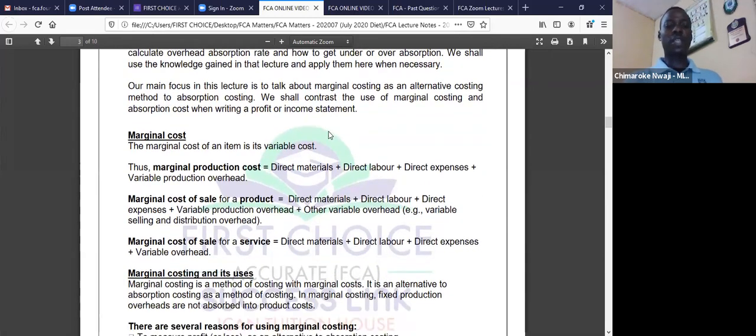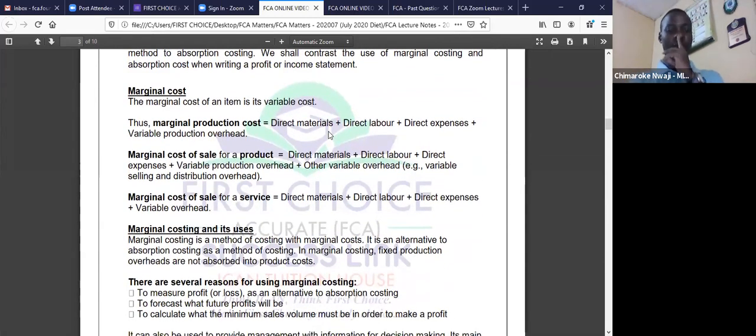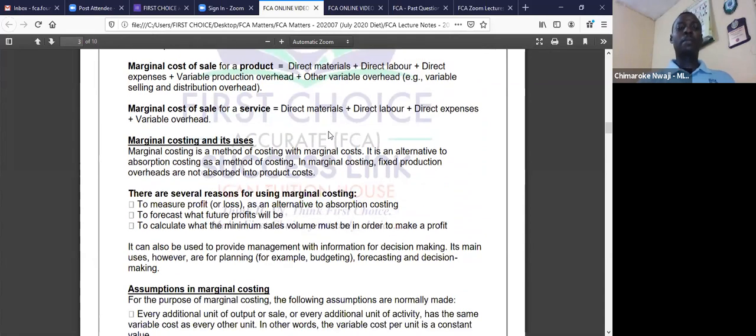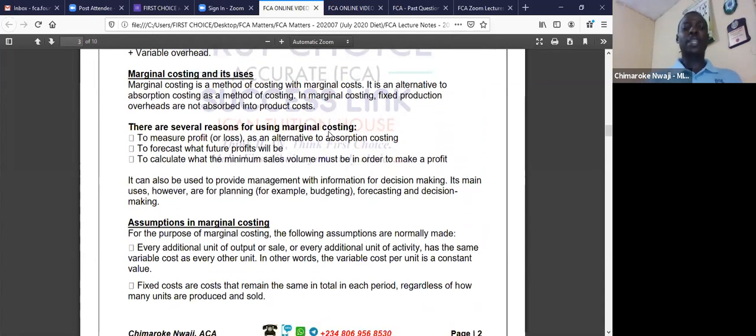Now we also see marginal cost of sales for a service is equal to direct materials, direct labor, direct expenses plus direct overhead. So the same thing you see for goods, you see the same for service. It's just that for goods you will have opening stock and closing stock. That's the difference.